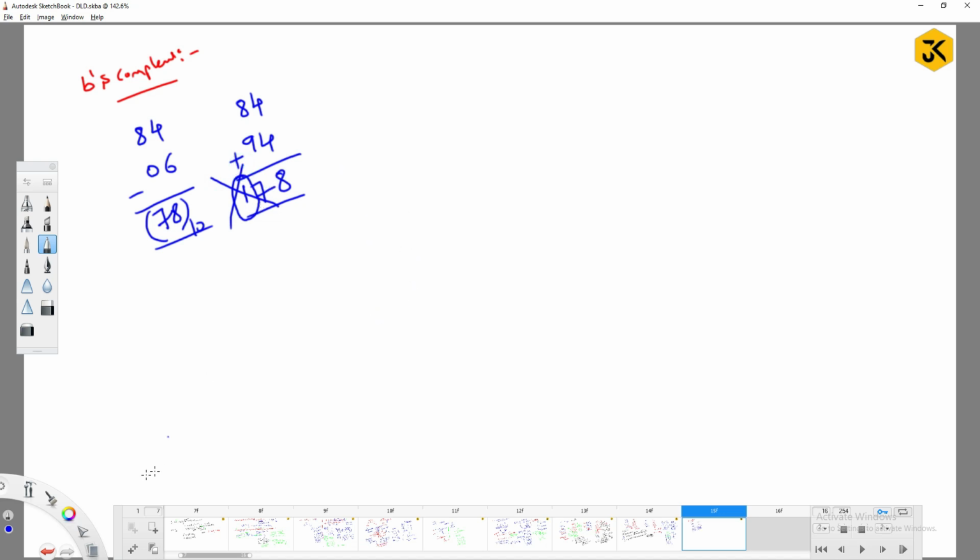Similarly, try to take out 06 minus 84. You are going to get minus 78 in base 10. 06 is as usual. For 84, we need the complement, which means the 10's complement. So the 9's complement is 15, and the 10's complement is 16. Taking 15 plus 6, you get 21, which is not our expected result. So again you have to take its complement.